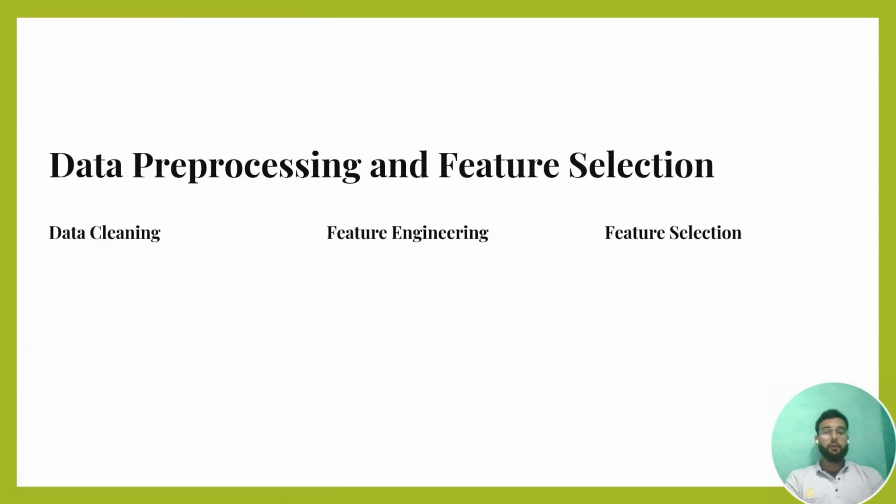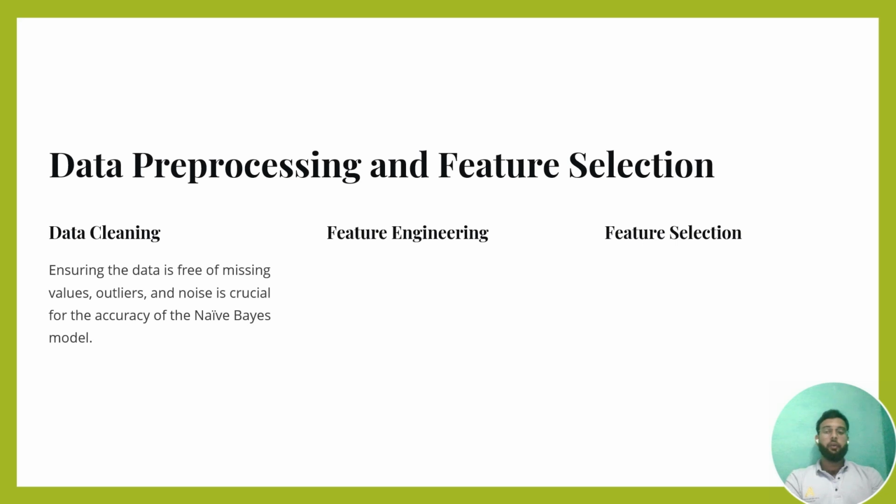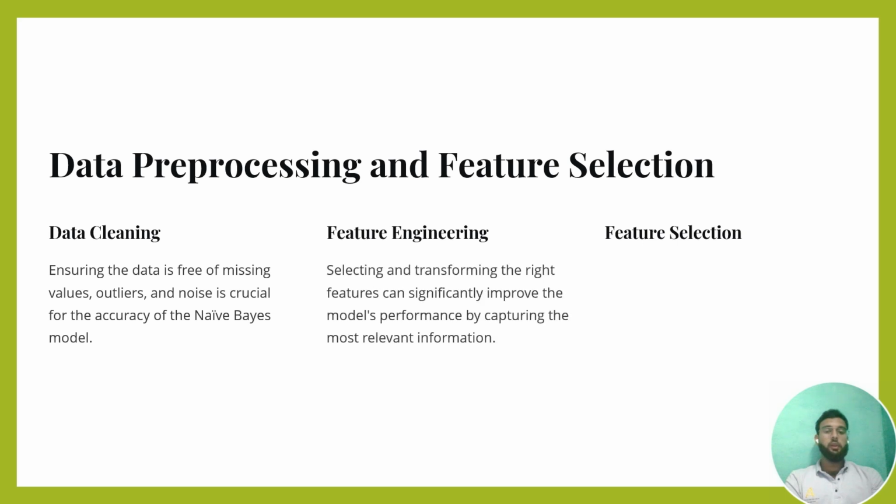Now we'll talk about data pre-processing and feature selection in the naive-Bayes theorem. First, we have data cleaning. In this, ensuring the data is free of missing values, outliers, and noise is crucial for the accuracy of the naive-Bayes model. Secondly, we have feature engineering. Selecting and transforming the right features can significantly improve the model's performance by capturing the most relevant information.